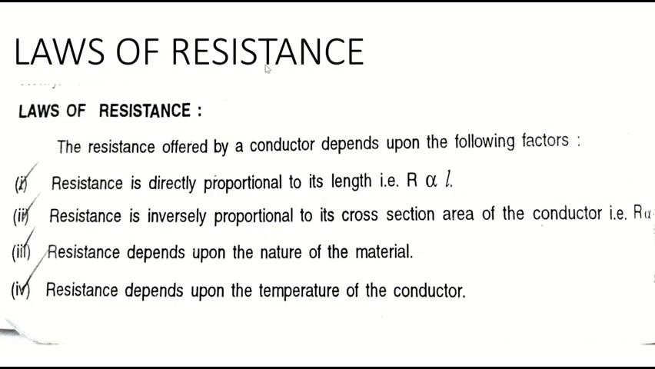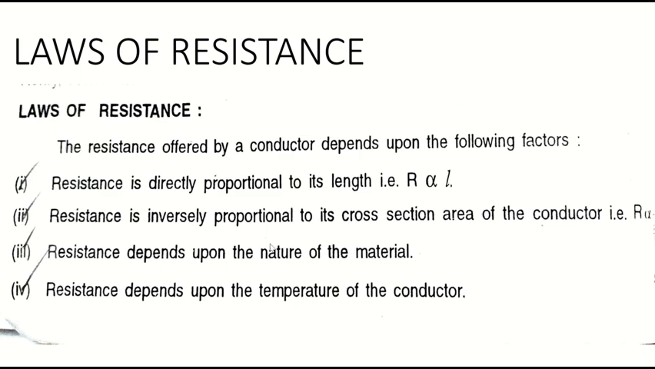And there are some laws for resistance. First law: resistance is directly proportional to length. If the length is increased, the resistance also will be increased. That's one of the reasons why most transmission lines do not use copper. Why? Because copper has more resistance value. For that, they use aluminum, because aluminum has less resistance value.